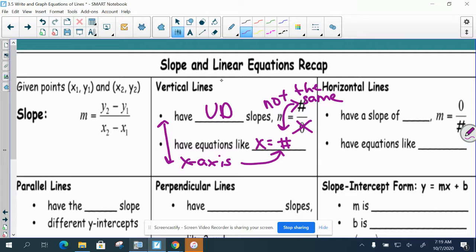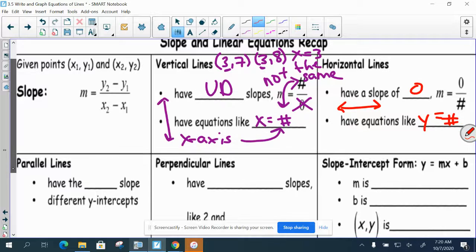For example, if the numbers were like 3, 7, and 3, 8, then the equation would be x equals 3. So whatever number is in the x. Horizontal lines are totally opposite. They have a slope of 0, and they go through the y-axis. So their equations are y equals some number. And once again, these numbers here are not the same.